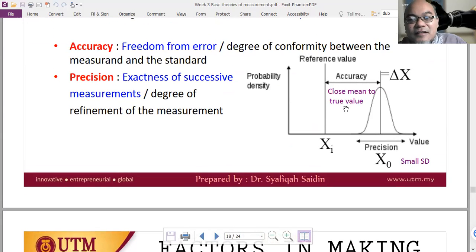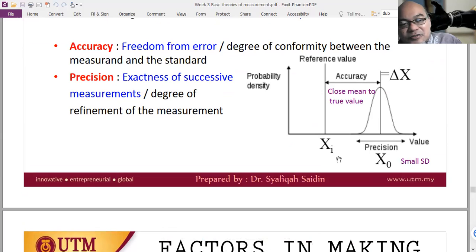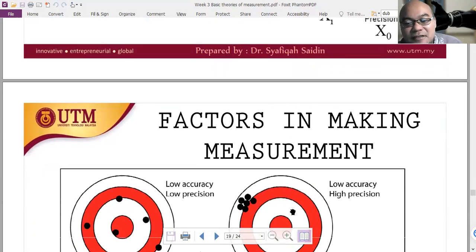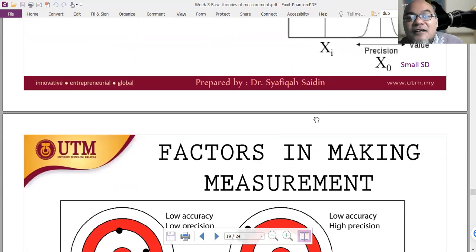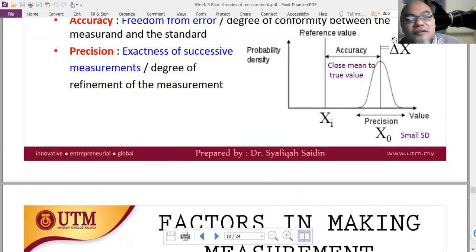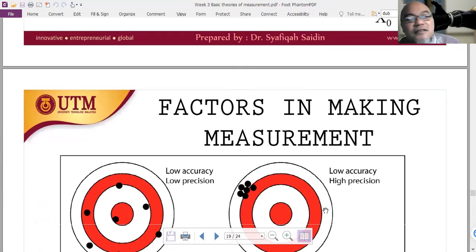It means here your delta x, the difference between your xo, which is your shooting position within the target, and the actual true value xi, which is represented by the middle part, the bull's eye, is very far. It means you have a lot of error. Your accuracy is low.